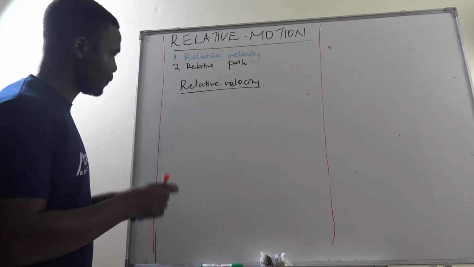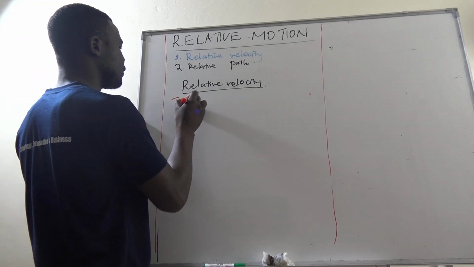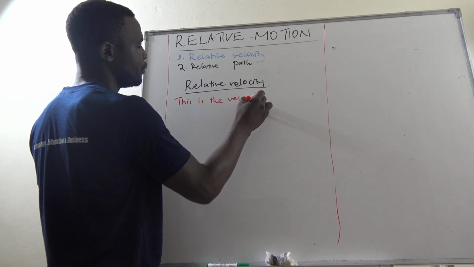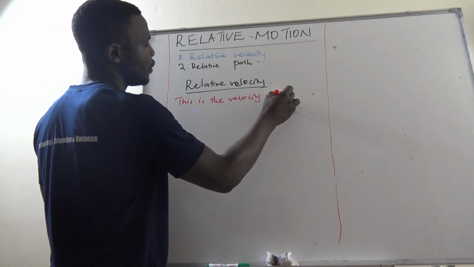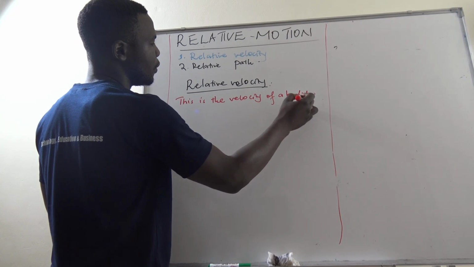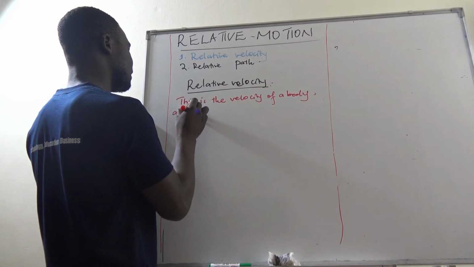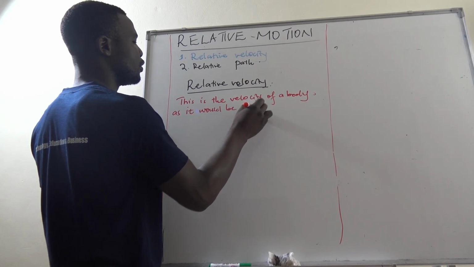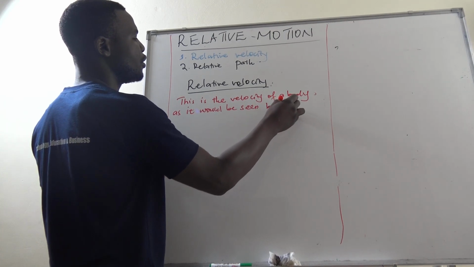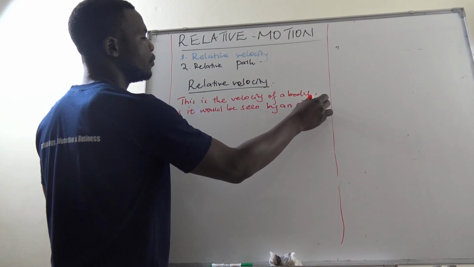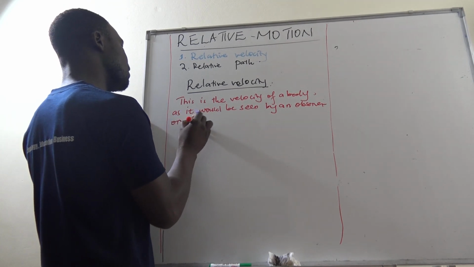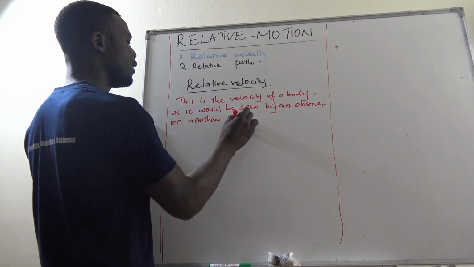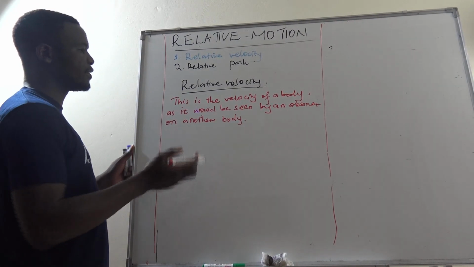What is relative velocity? This is the velocity of a body as it would be seen by an observer on another body. What is this statement telling us?